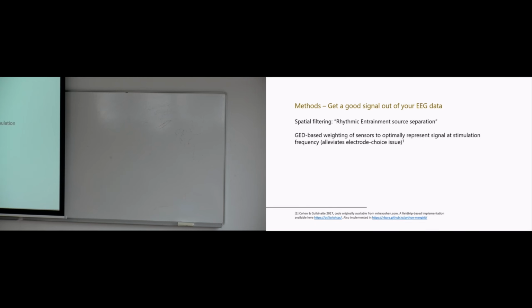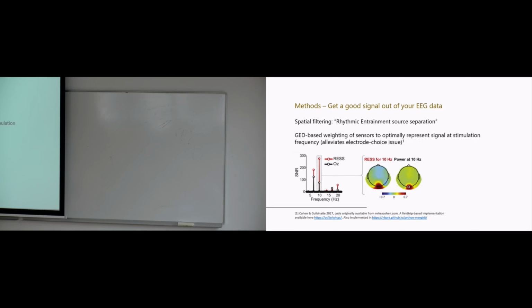And then there's an even better approach that is a bit more recent. It's called rhythmic entrainment source separation. I don't like the name, but I haven't invented the algorithm, so it's still great, and it's based on generalized eigenvalue decomposition. It's always nice to say, but I'm not a mathematician, so I don't know exactly how it works. What it does is completely alleviate any necessity to pick a particular set of electrodes for your analysis, because you just define your stimulation frequency as the one that you want to look at, and then it optimally weights all the electrodes on your head and gives you back one component that represents this signal optimally.